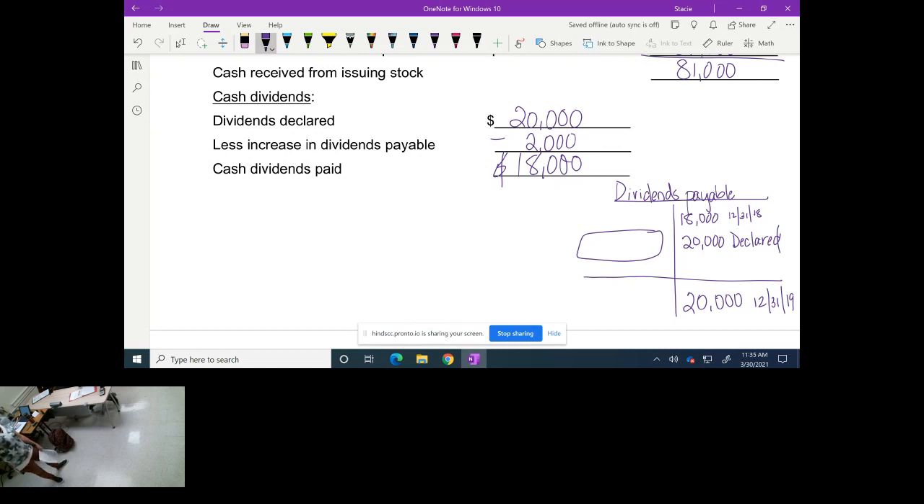18 plus 20 is 38. But my balance is 20. Oh, I see. So we've got to debit dividends payable for 18,000. When you pay dividends, you're going to debit the payable, credit cash. So that's how much was paid out. It agrees. So I'm just telling you a different way to look at it, or just use the formula.